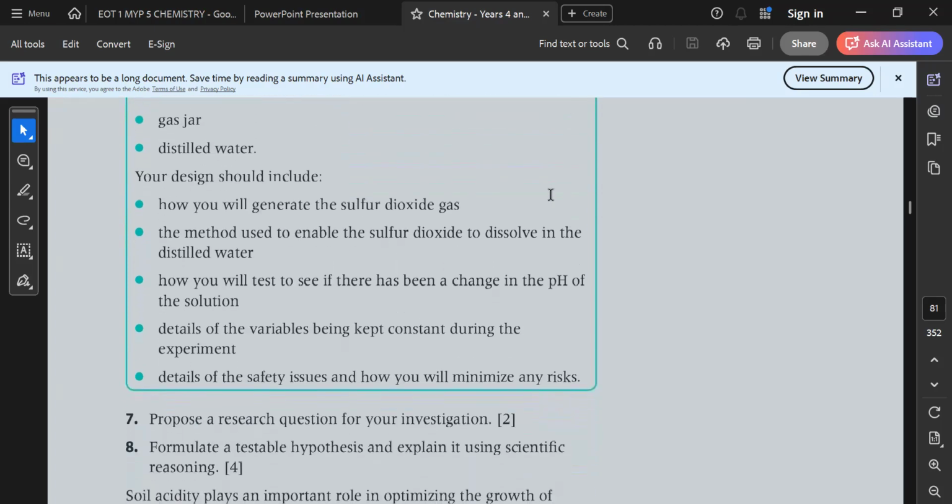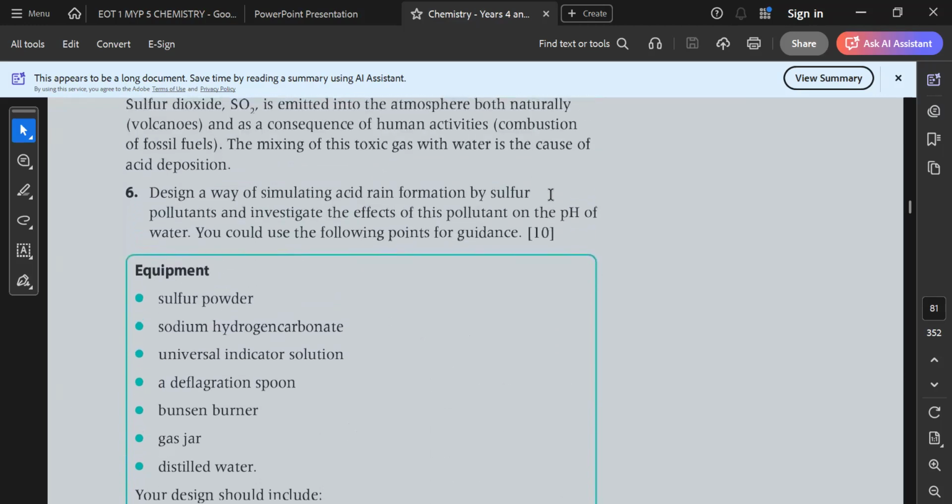Now we go down. They tell you, propose a research question for your investigation. Now, for such a question, you have to go back, read patiently, and identify what is affecting what. What is depending on what? Could you guess? Which one here could be dependent? Wow, that's very good. It's the pH of water. This pH of water here is depending on the pollutant. Now you know the answer. pH of water becomes dependent.